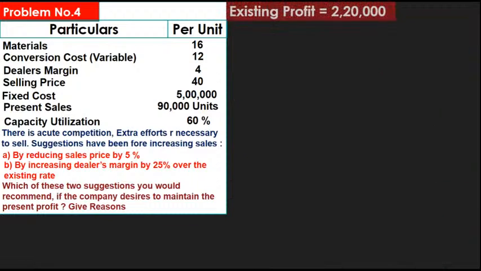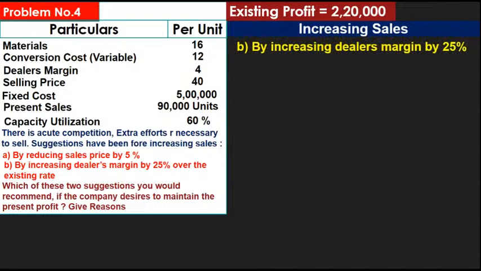Now the existing profit is 2,20,000. Now I come to the second decision: by increasing the dealer's margin by 25%. Dealer's margin means commission. The commission you give to the dealers is the dealer's margin. This is another way to increase our sales, by increasing the dealer's margin by 25%.